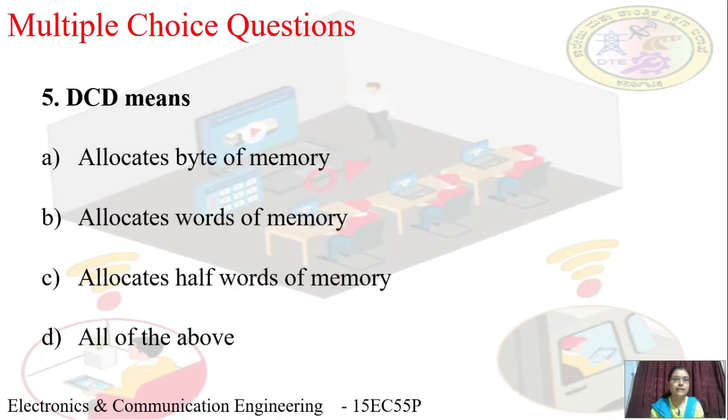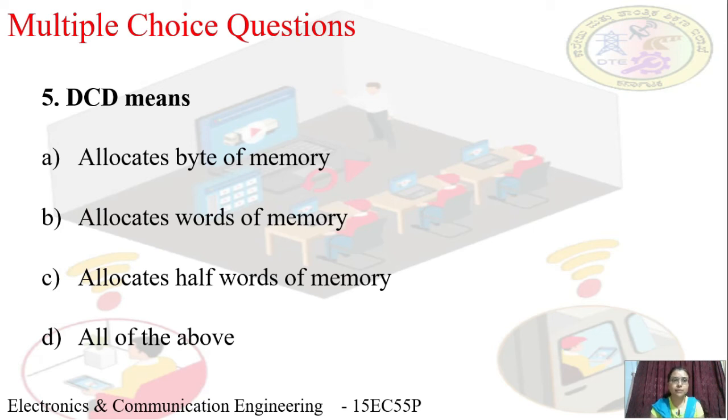So fifth one, DCD means. The first option is allocates a byte of a memory. Second option is allocates words of a memory. Third option is allocates half words of a memory. Fourth one is all of the above. So as I said, DCD means define constant data.